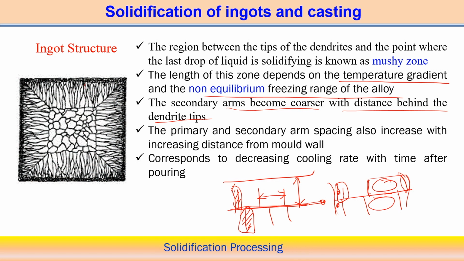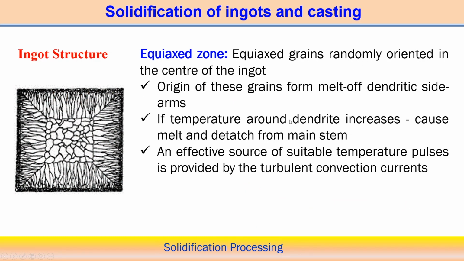So, from here to here, near the center zone, the cooling rate gradually increases away from the mold wall. So that is why you can expect this type of structure, and the typical characteristics of the primary and secondary dendritic arms are also obvious during the solidification process.